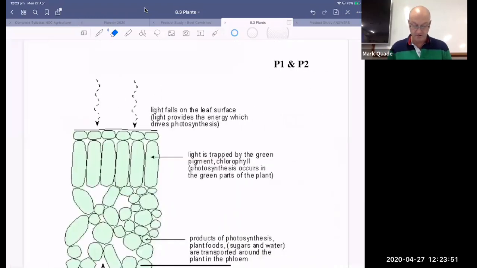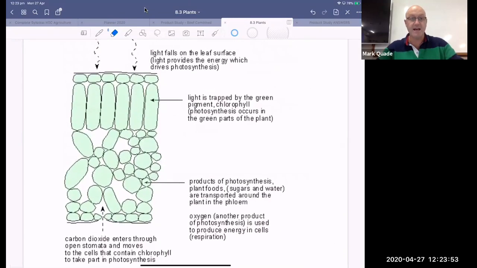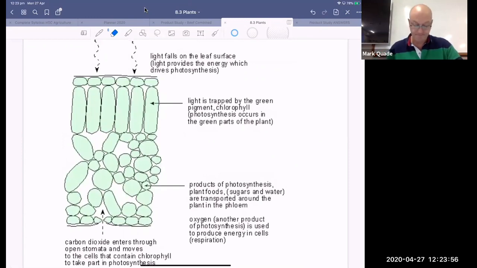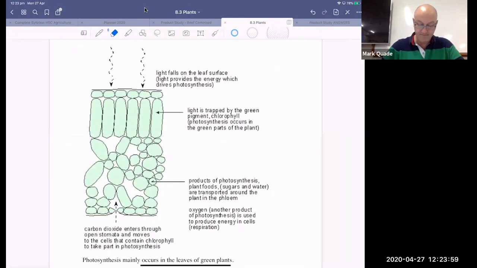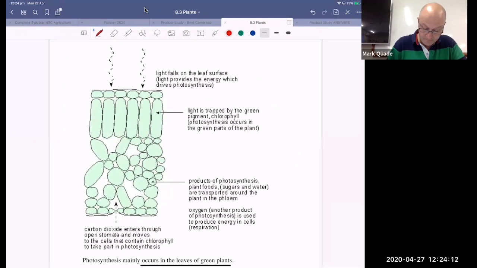Okay, let's have a look. Now, this is a cross-section of a leaf. I'll just zoom out a little bit. Up the top, we have epidermal cells, and then we have, I might label this as we go. So we have epidermal cells, and then we have palisade mesophyll cells. So we have palisade cells.